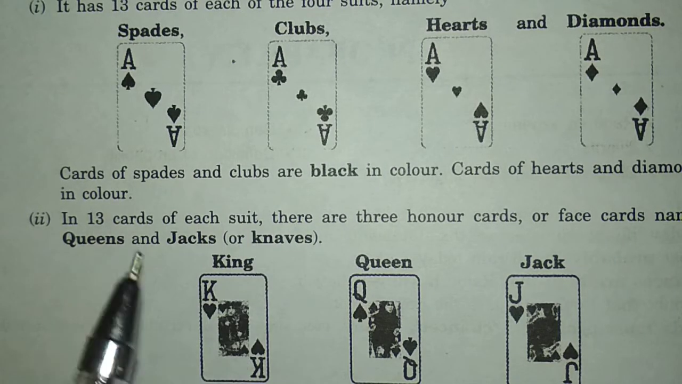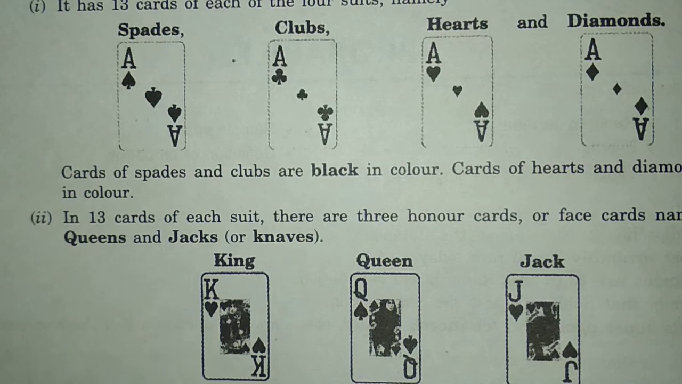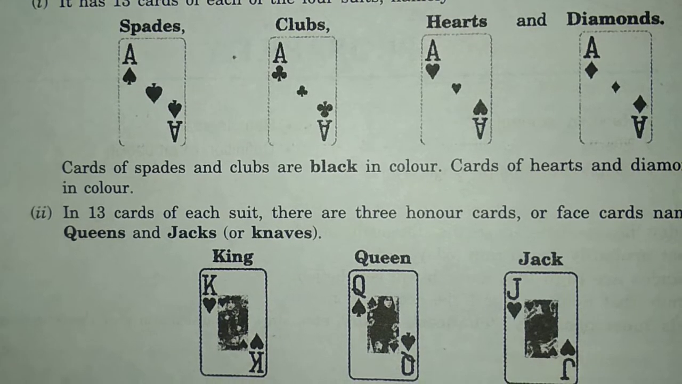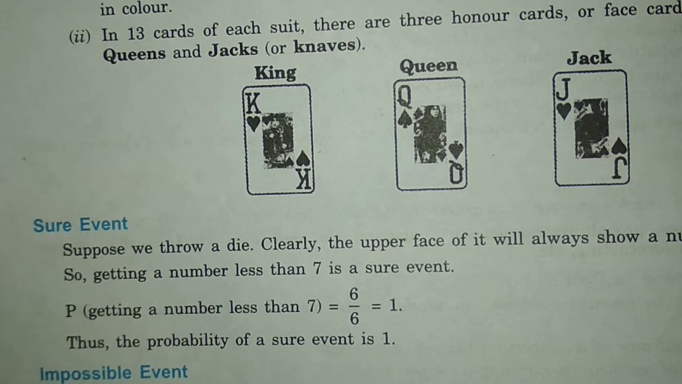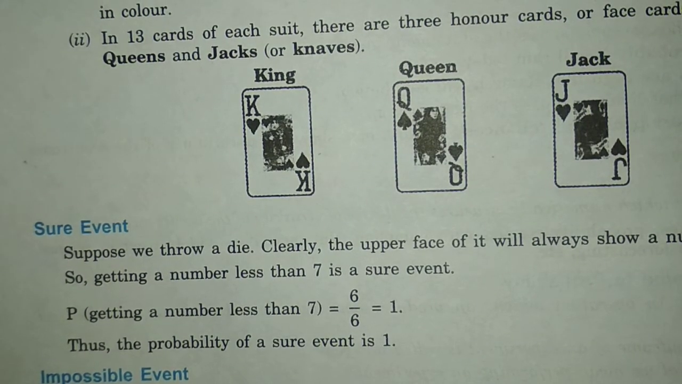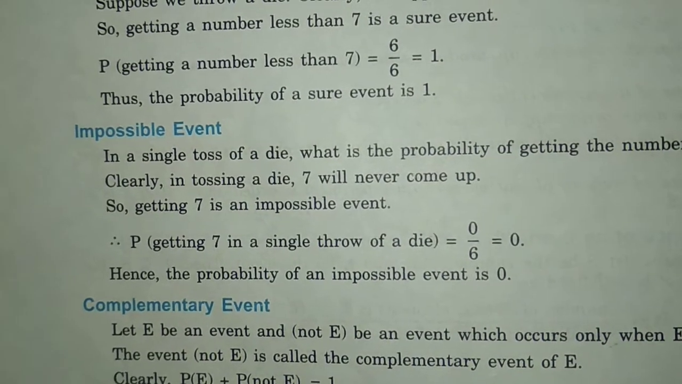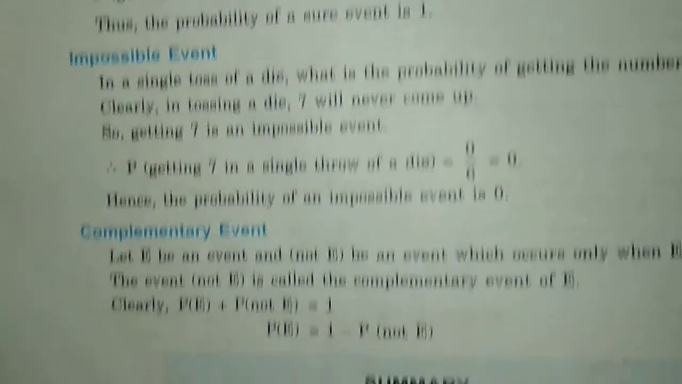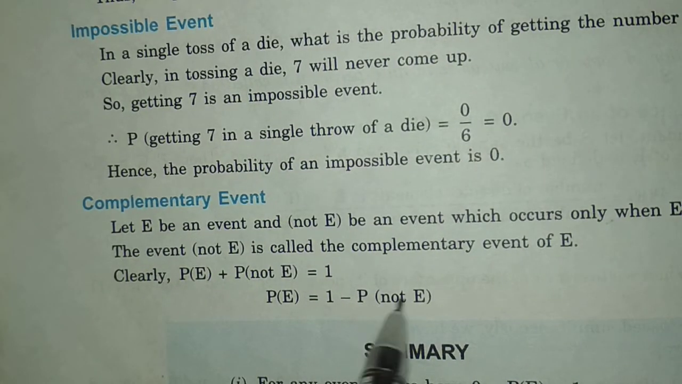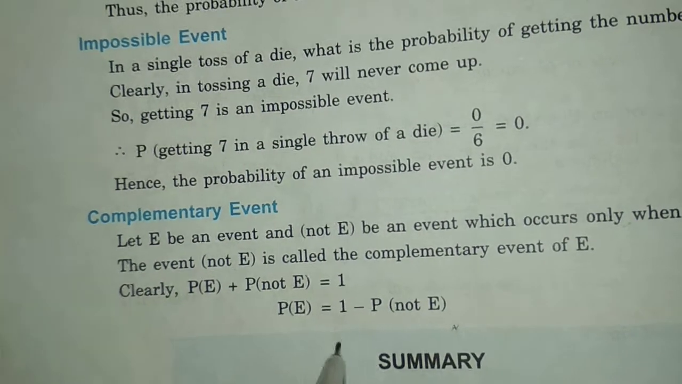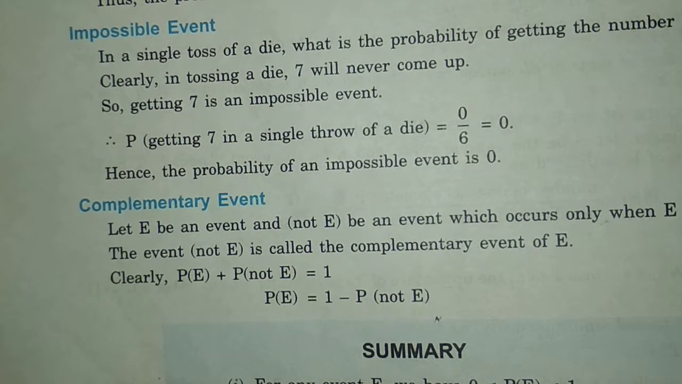So total face cards are 12. Okay, now a sure event has probability 1, and if it is an impossible event then it will be 0. Then there is the complementary event: probability of E equals 1 minus probability of not E, which is known as the complementary event.